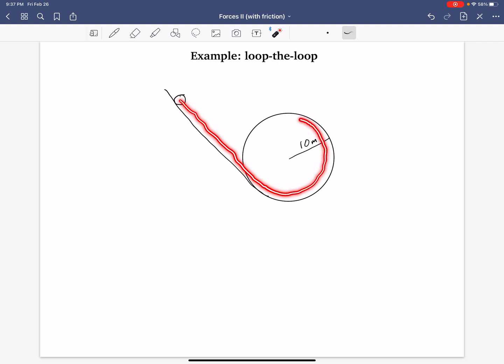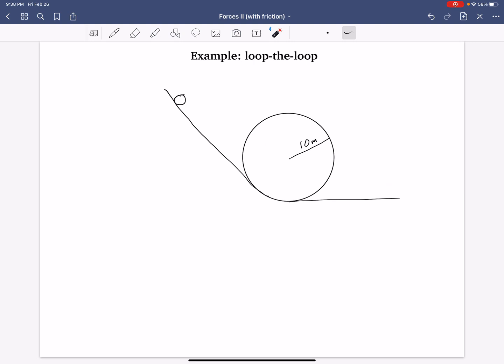And we want to find the minimum speed required to maintain contact to complete the loop. If it completes the loop, it's going to come down and travel out safely. In other words, it will not come up and then fall off and fall back down. It's going fast enough to maintain contact the entire way.